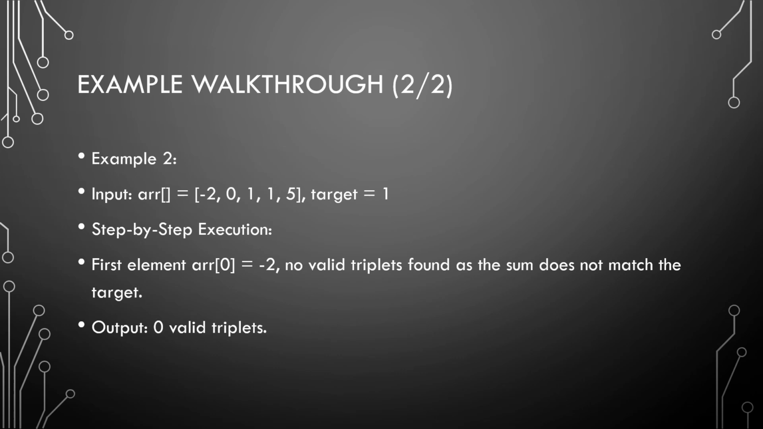Let's look at another example. With the input array -2, 0, 1, 1, 5, and a target of 1, no valid triplets are found. This highlights how the approach handles different cases, ensuring that only valid triplets are counted.